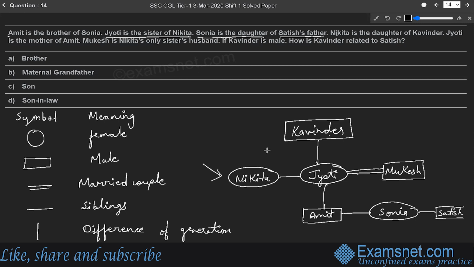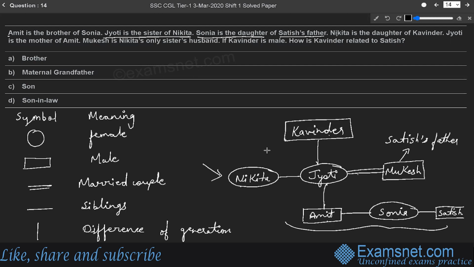And since Jyoti is the mother of Amit, and Amit is a sibling to Sonia, and Sonia's brother is also Satish, it means that three of them are the children of Jyoti and Mukesh, because Mukesh is the husband of Jyoti. It implies that Mukesh is Satish's father. Am I right?